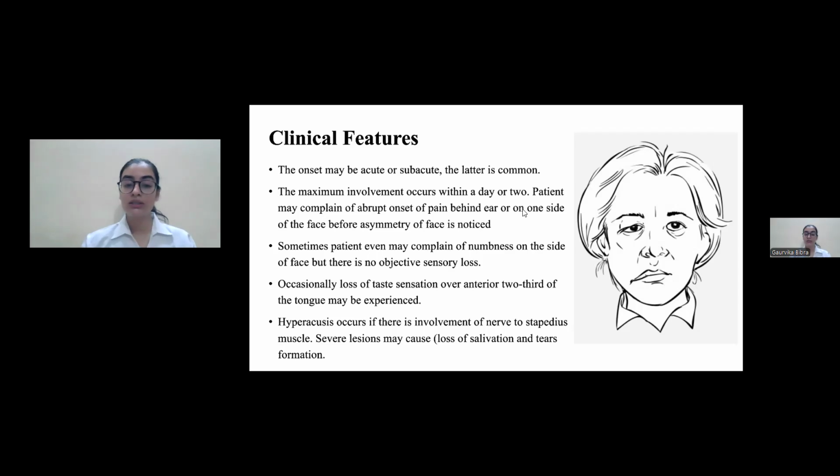Sometimes the patient even complains of numbness on the side of the face, but there is no objective sensory loss. Occasionally, loss of taste sensation over the anterior two-thirds of the tongue may be experienced. Hyperacusis occurs if there is involvement of the nerve to the stapedius muscle, and severe lesions may cause loss of saliva and tear formation. The patient might not notice the facial palsy; it could be noticed by a family member or a friend.